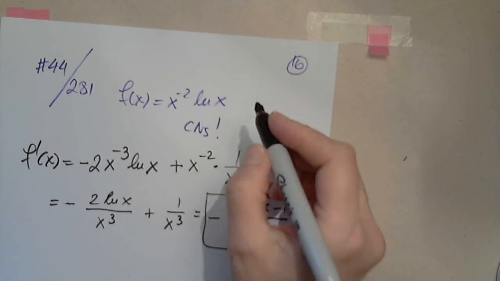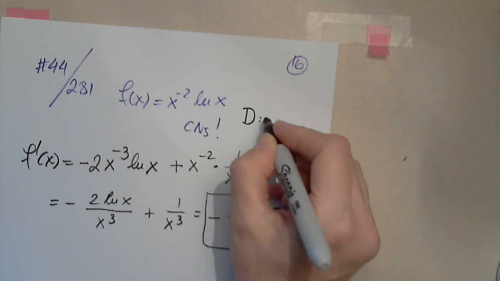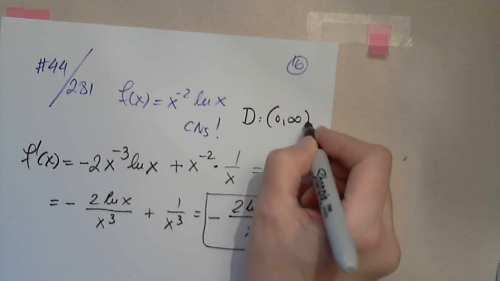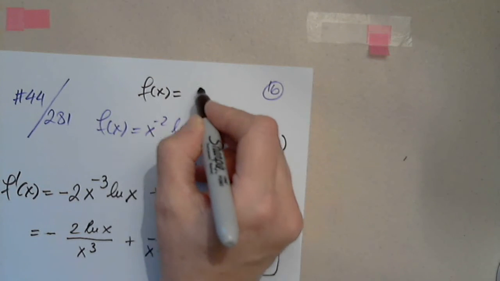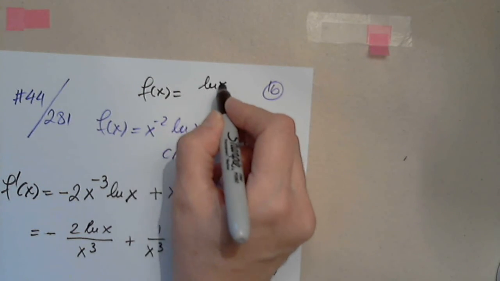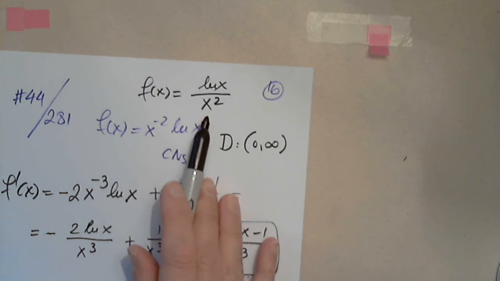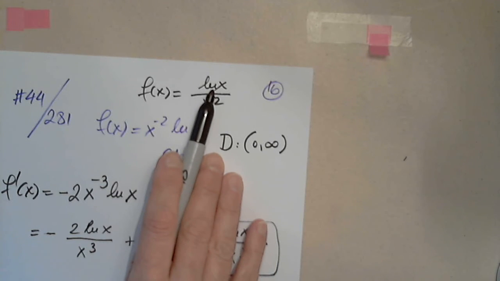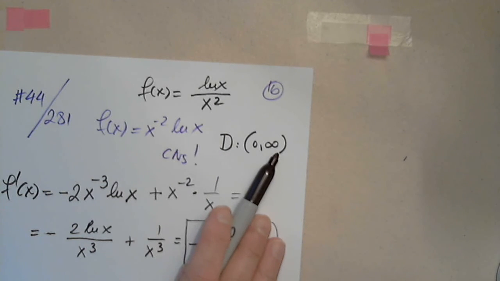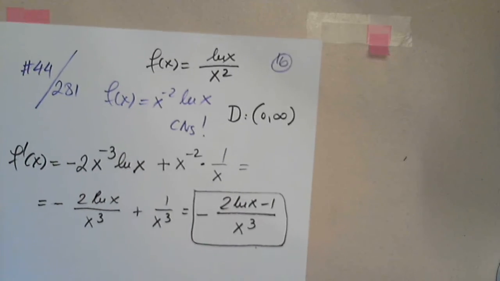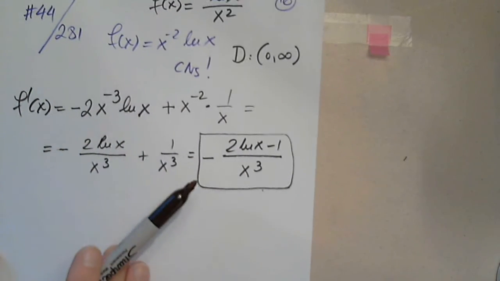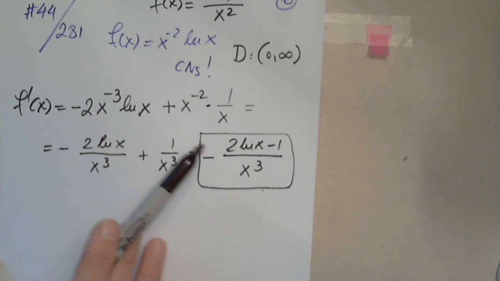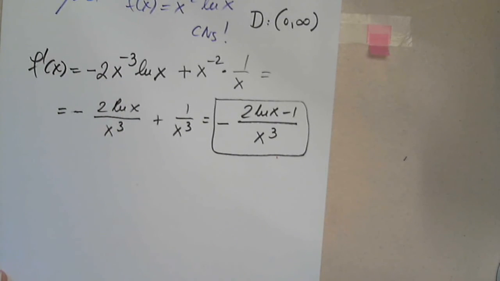From the very beginning, I should establish the domain of this function. It's definitely 0 to infinity, because this function is the same as natural log x divided by x squared. X cannot be 0, of course, but natural log is defined on 0 to infinity anyway. So the function is not defined at 0. The derivative is not defined at 0. So 0 is not a critical number.